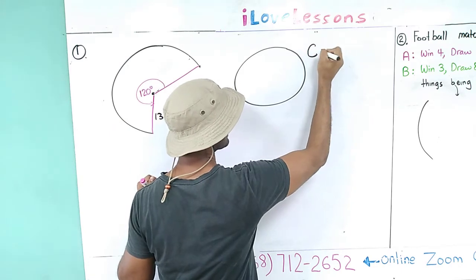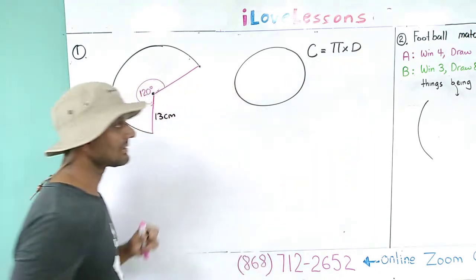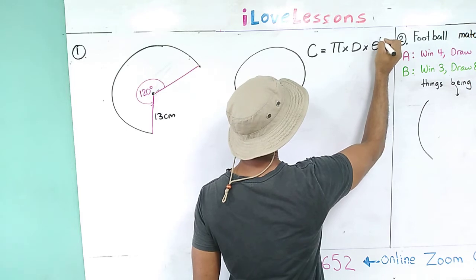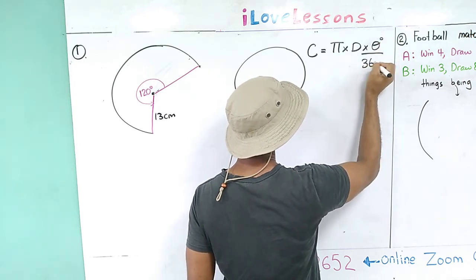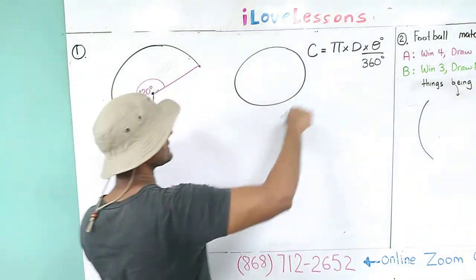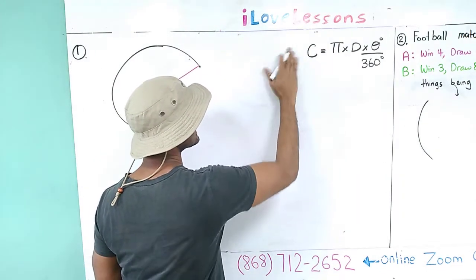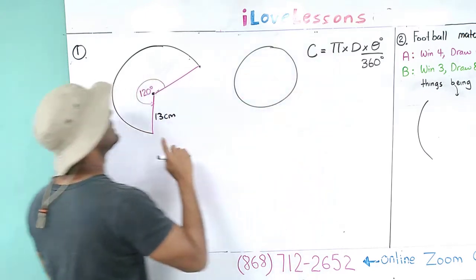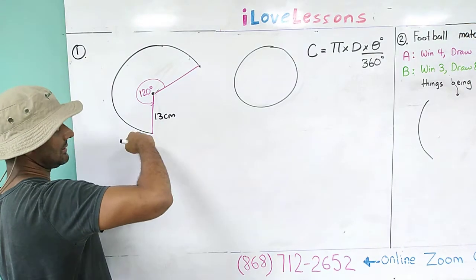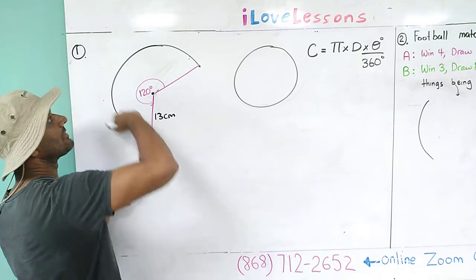The circumference, I'm going to use C, for a full circle is pi multiplied by diameter. If it is a piece of a circle, you have to multiply by theta divided by what? 360. So for this one, for a full circle, we know the diameter and we adjust it. Let's calculate the circumference of this circle if it was full.